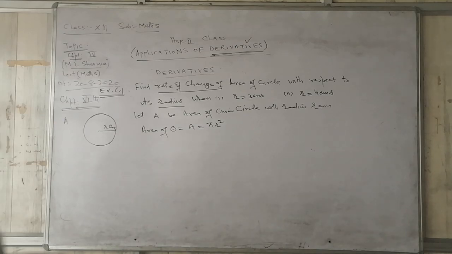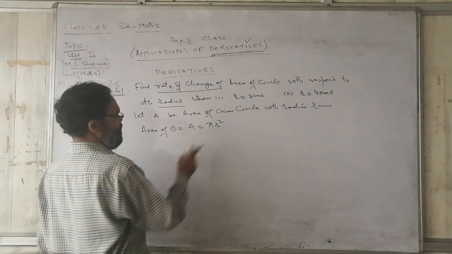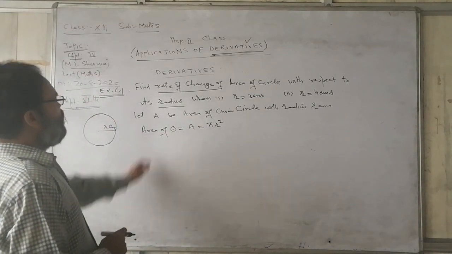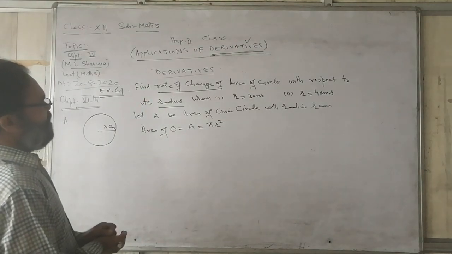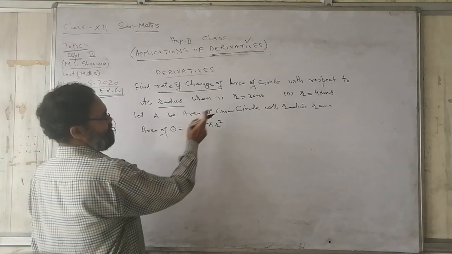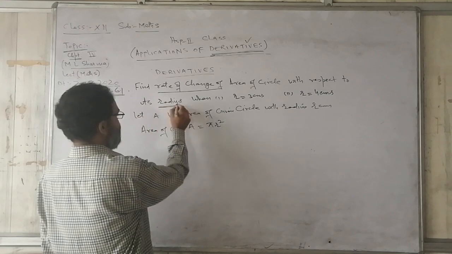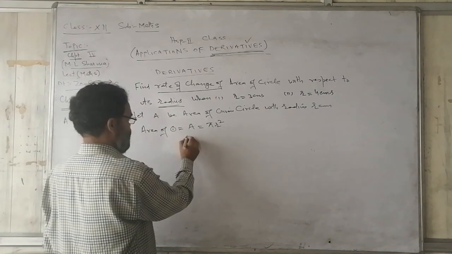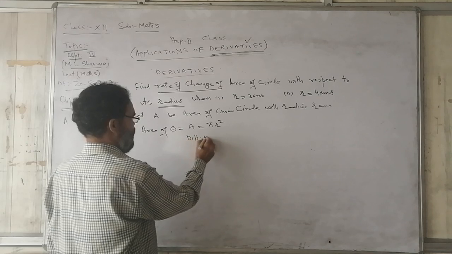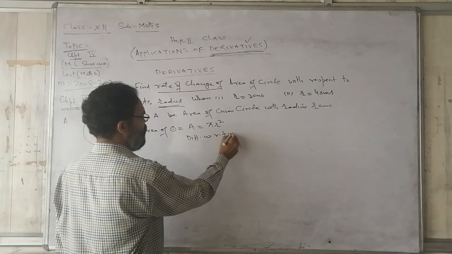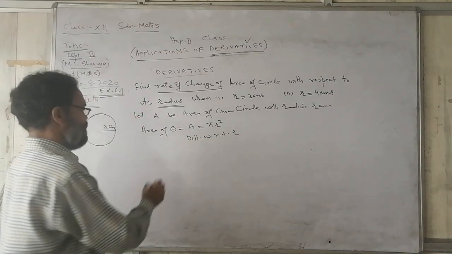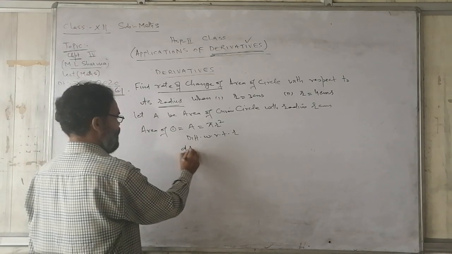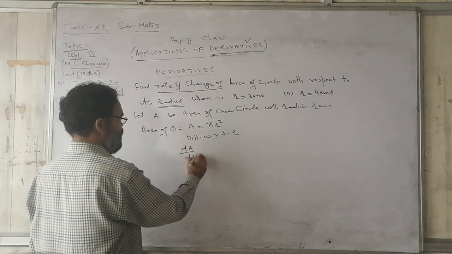Area of circle is pi r square, where r is the radius. Now we have to find the rate of change of area of circle with respect to radius. That means we have to differentiate it with respect to the radius, that is dA upon dr.